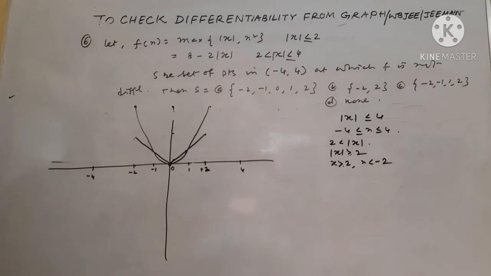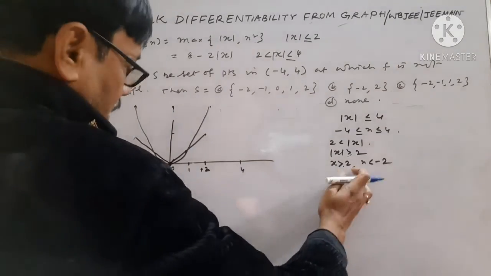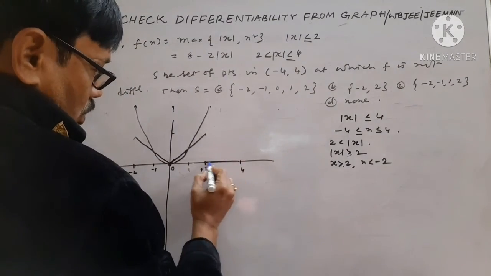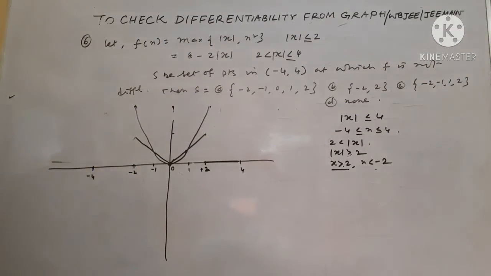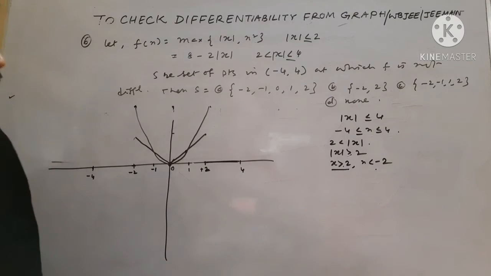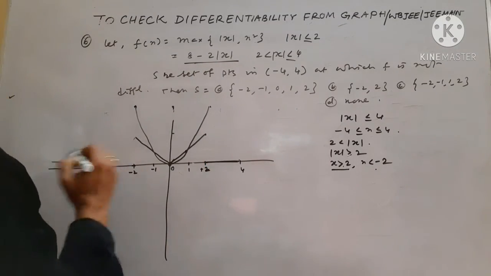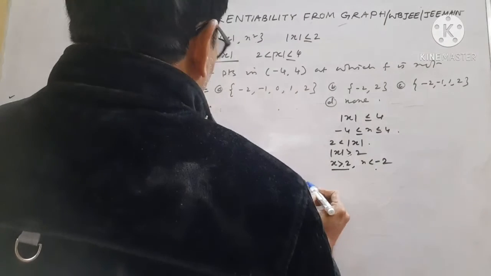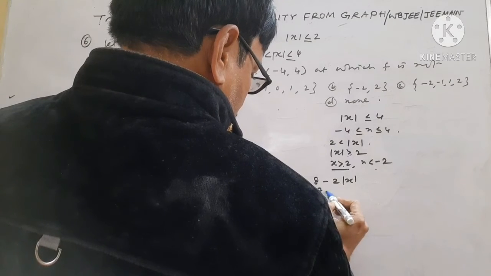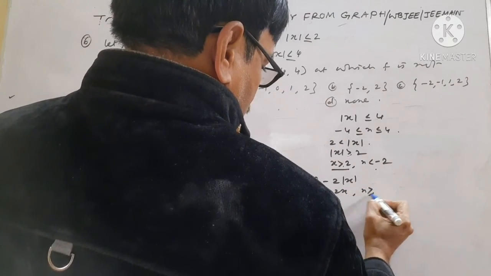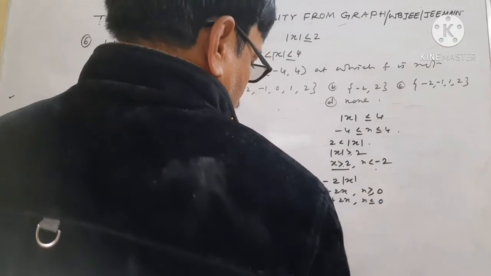Then the second one, minus 4 to plus 4, but x greater than 2 is our restriction, so 2 to 4. Common is x greater than 2 and minus 2 to 4 up to this one. So the domain of this is 2 to 4 and minus 4 to minus 2. So y equals 8 minus 2|x|. So 8 minus 2x for x greater than or equal to 0, and 8 plus 2x for x less than or equal to 0.